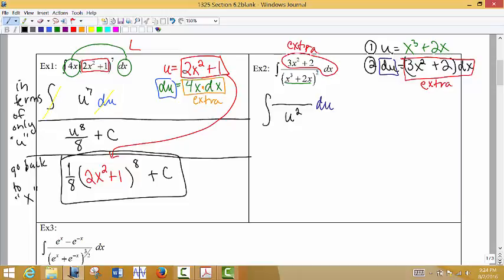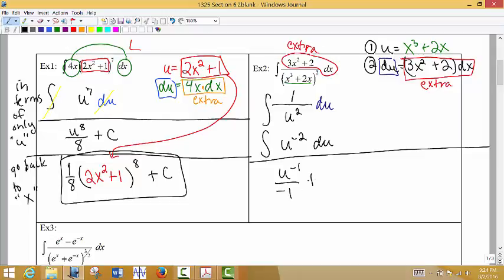Now, the top of our fraction looks like it's empty, so I'm going to put a 1 there. And now we are going to rewrite this as u to the negative 2 power. And now we're going to integrate that. We're going to add 1 to the power, divide by the new power, and don't forget our constant of integration. So the third step there is to actually integrate.